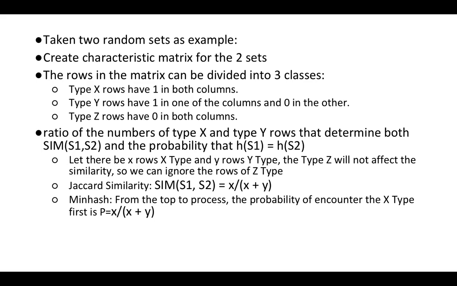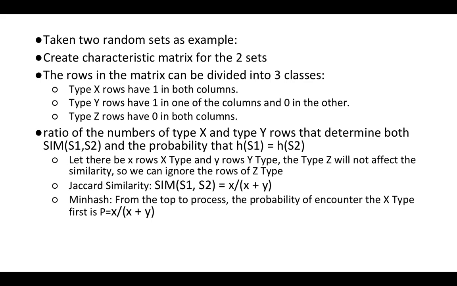Taking two random sites as an example, the rows can be divided into three classes. First, type X rows have 1 in both columns. Second, type Y rows have 1 in one of the columns and 0 in the other. Thirdly, type Z rows have 0 in both columns. Since the matrix is sparse, most rows are of type Z.